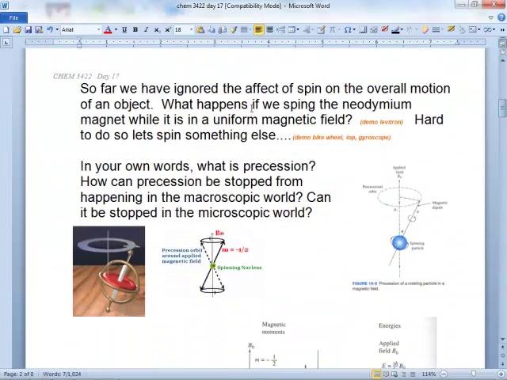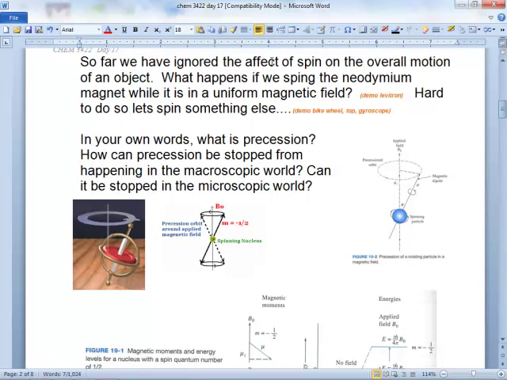So far, we've ignored the effect of spin on the overall motion of an object. What happens if we spin the neodymium magnet? Well, it's in its magnetic field. Okay. I have to show you this. It'd be hard to see it with a levitron anyway. It's easier to see it.